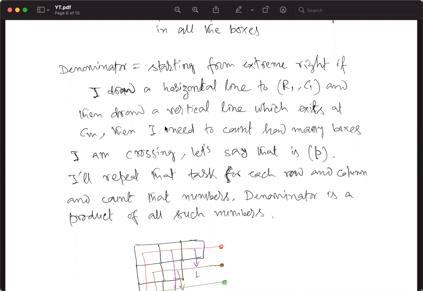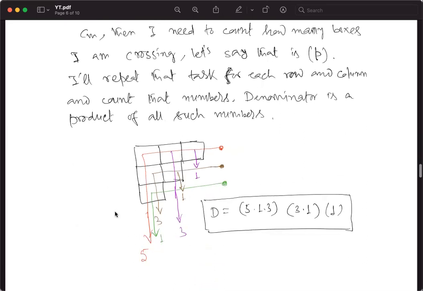I'll collect all such numbers and take a product of all such numbers, and then the product will give me the denominator. So let me demonstrate through an example here. Let's consider this is a toy example, or toy Young diagram.